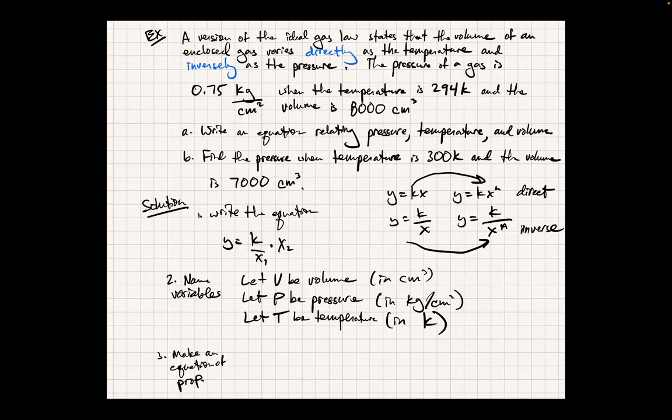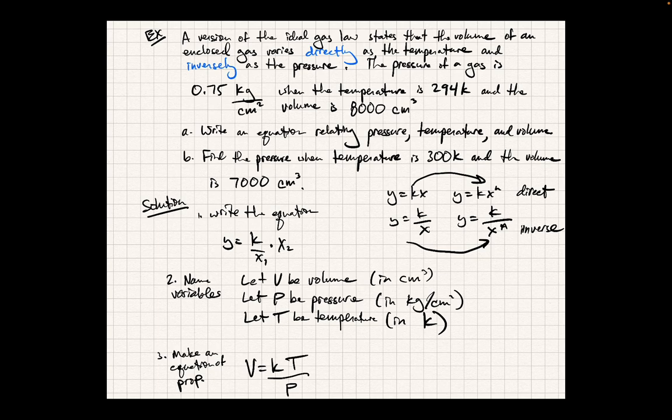Volume of an enclosed gas varies directly as the temperature and inversely as the pressure. So V equals, V equals, and then T is going to be temperature because it directly varies. Let's not forget about K. K is always just in the numerator because it's a constant. If I put it in the denominator, I would just do 1 over K and it would still be a constant. So K over P, yep, times T.